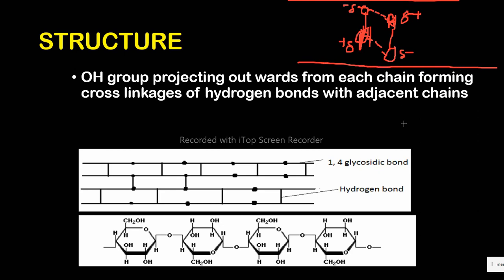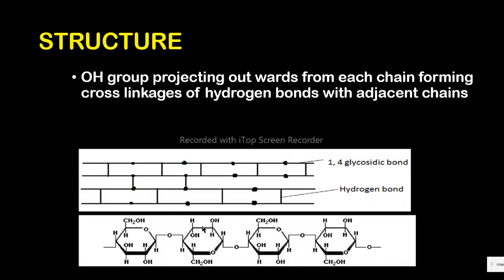Now there are those cross linkages formed between adjacent chains that maintain this parallel structure, this parallel sheet of cellulose. Is it okay? Does it make sense to everyone? Okay, so it seems there are no queries.